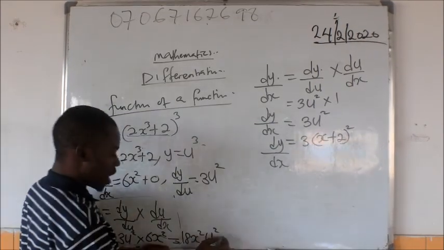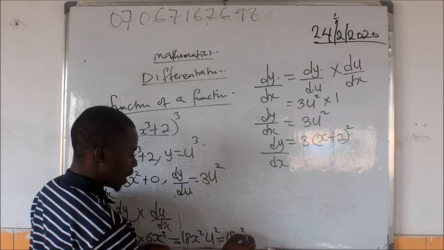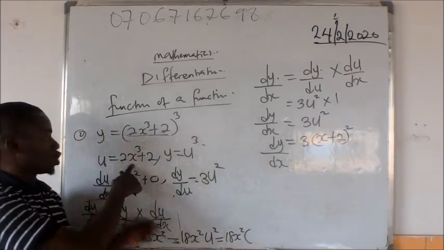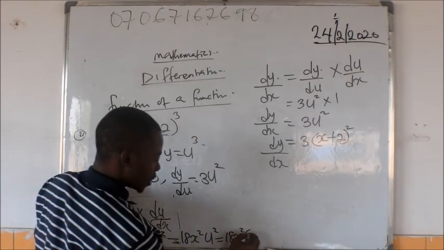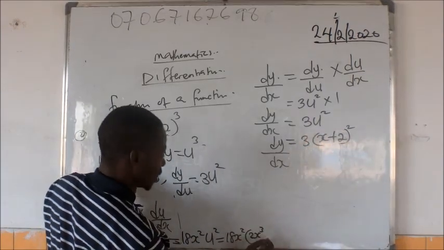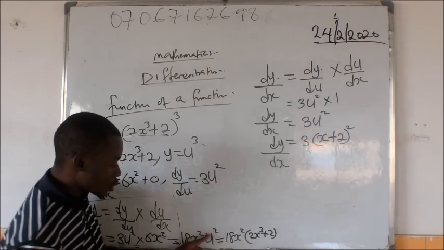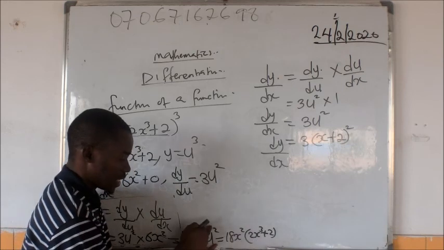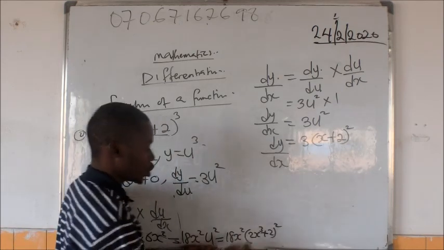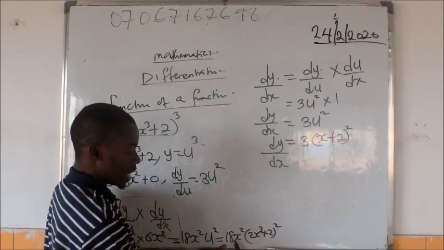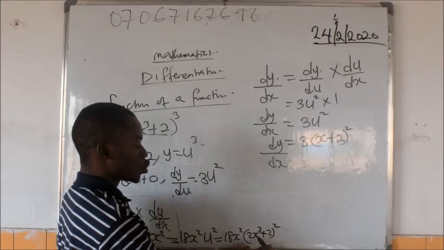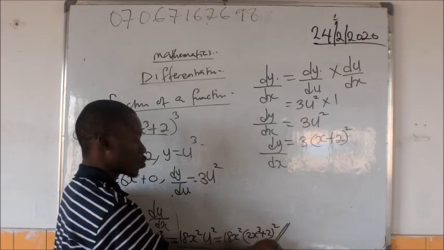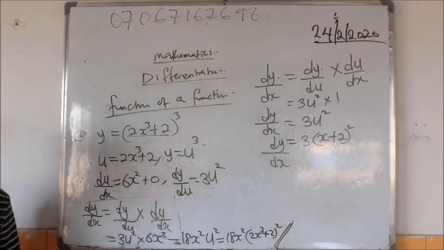So at the end of the day you have 18x squared into, what's your u? Your u is 2x raised to power 3 plus 2. But don't forget, this one has 2 on top. On top of u, this is u, and there is 2. Then you put the 2 here. Then the final answer is now 18x squared into bracket 2x raised to power 3 plus 2, all squared. This is now our final answer.